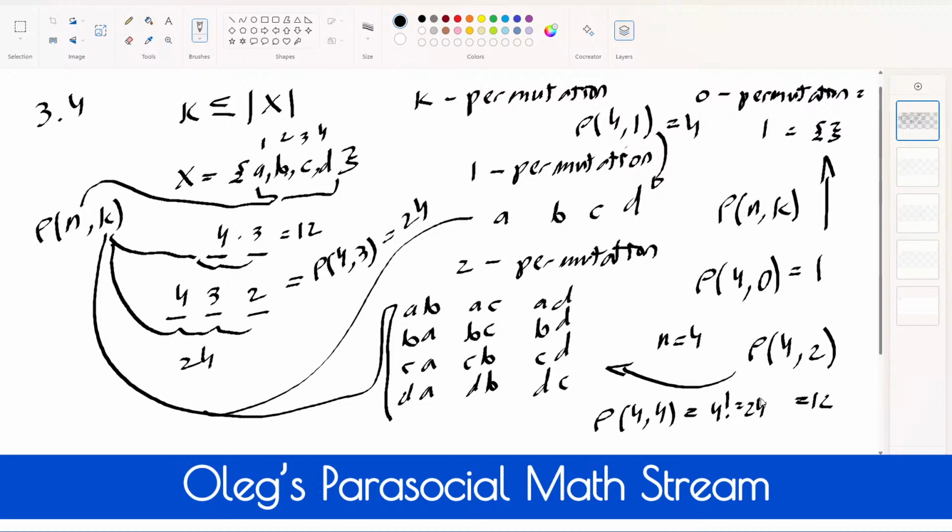Anyway, this notation is very, very important to remember. Try to understand it. If you don't get this, this is going to be a big problem. So this is very important to get. Anyway, let's continue here.